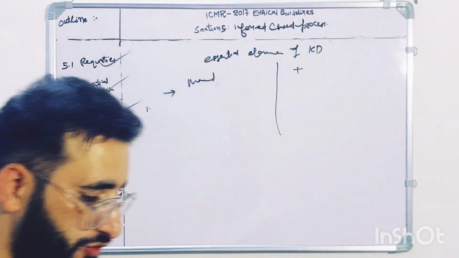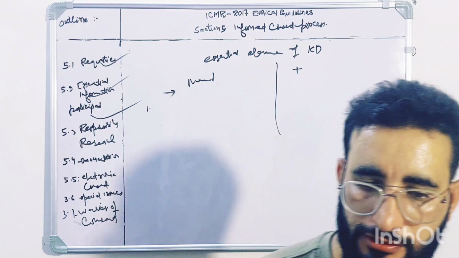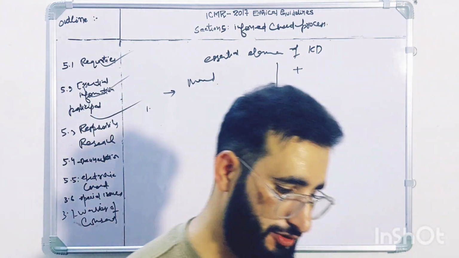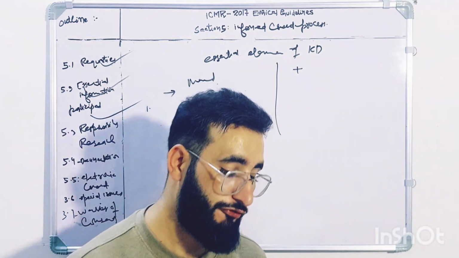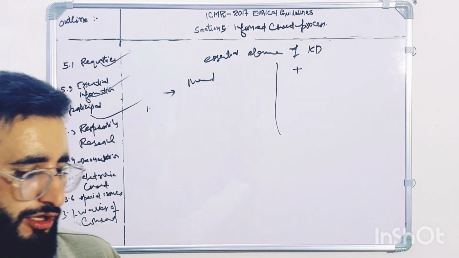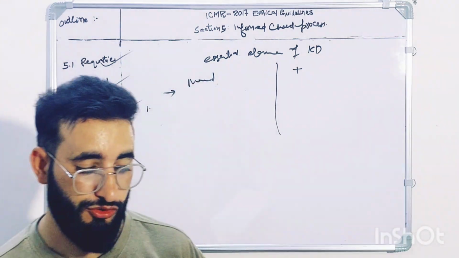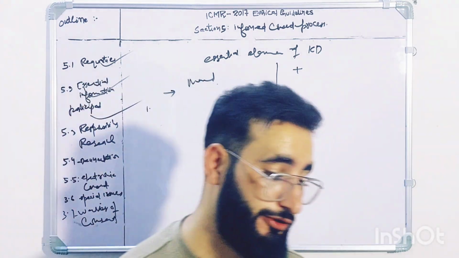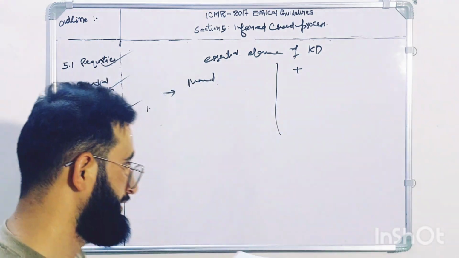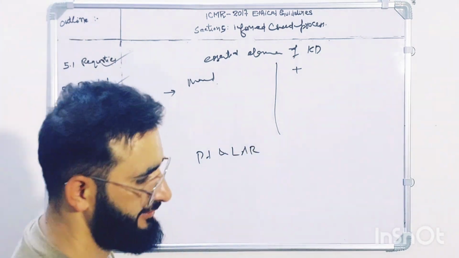The researcher must ensure the participant is competent. So the researcher should understand that the participant is competent and has understood the research: the purpose of the research, the methodology, all the basic things. When the participant is not competent, then the LAR, the legal authorized representative, should be there, and consent should be taken from them.